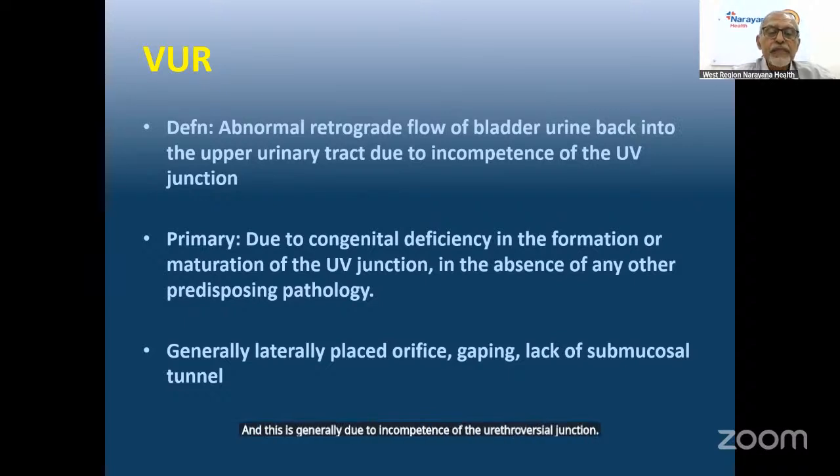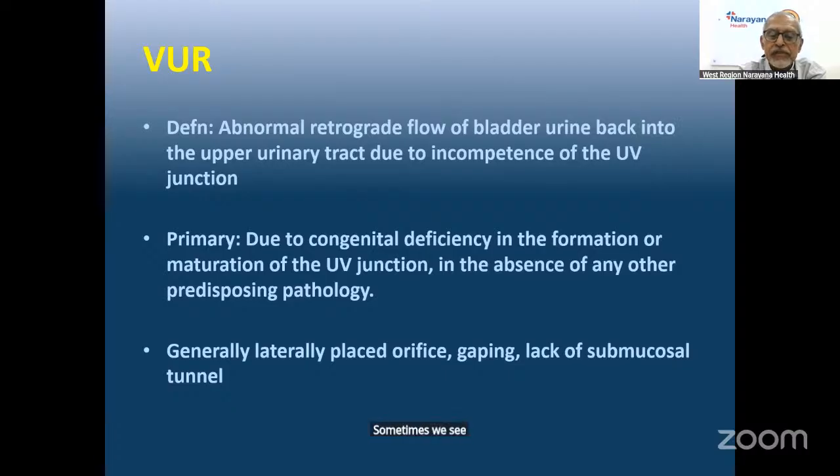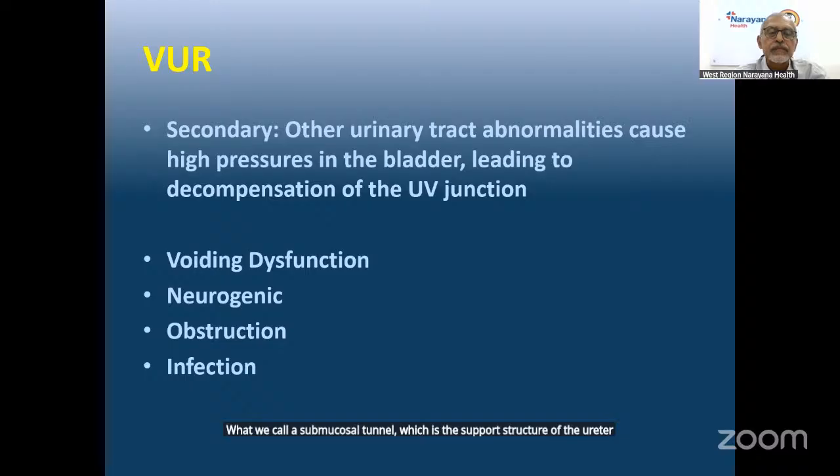We call a reflux primary reflux when there is a congenital deficiency in the formation or in the maturation of the uretrovesical junction in the absence of any other predisposing pathology. Sometimes we see a laterally placed orifice here. It might be gaping, or it might lack what we call a submucosal tunnel, which is the support structure of the ureter within the bladder.